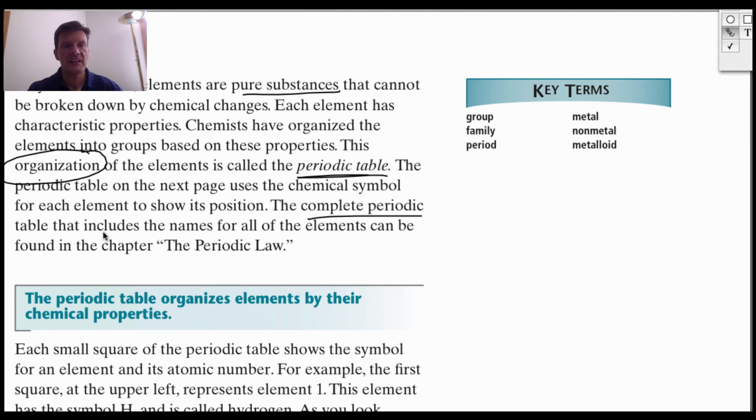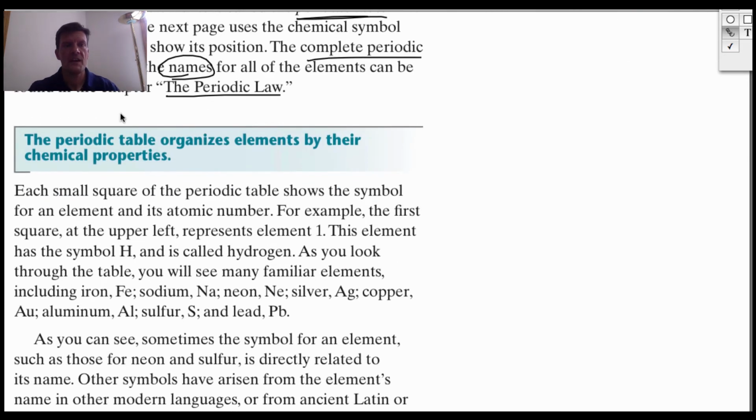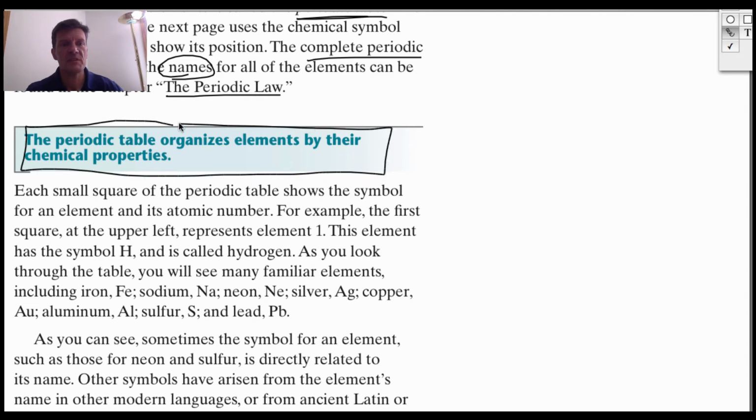Now, the complete periodic table has all the names of the elements, and they follow what is called the periodic law, which we'll look at in an upcoming chapter. And they're organized in a particular way. It's not random. It's really, really cool table because those elements are arranged in a particular way because of the properties. We're going to talk about this later on, but all you need to know right now, if you write this down, the periodic table organizes elements by their chemical properties. We're talking about properties here. So this is key. You need to know this right here. Okay?